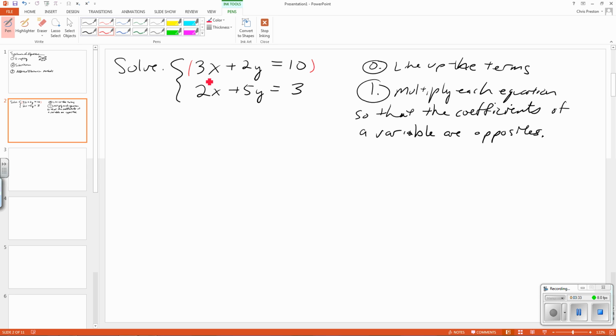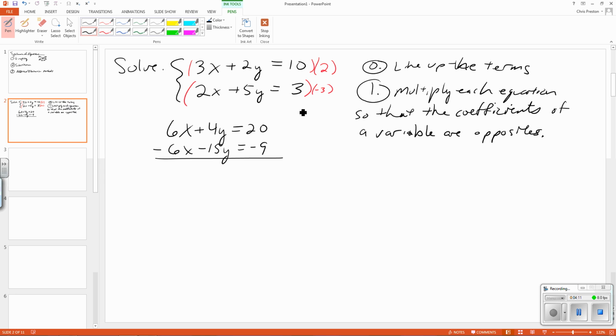You don't always have to do that. It's just my choice. So I'm going to ask myself, what's the least common multiple between 3 and 2? And that would be 6. So I'm going to multiply this top equation by a 2 and multiply this bottom equation by a negative 3. Okay, I'm going to distribute that through. So that's going to give me 6x plus 4y equals 20. That's the top equation, everybody multiplied by 2. And then the bottom equation becomes negative 6x, negative 15y equals negative 9. And so I multiplied everyone in the second equation by negative 3.